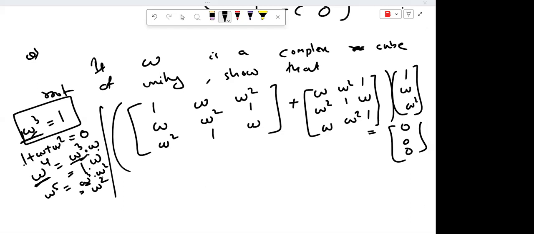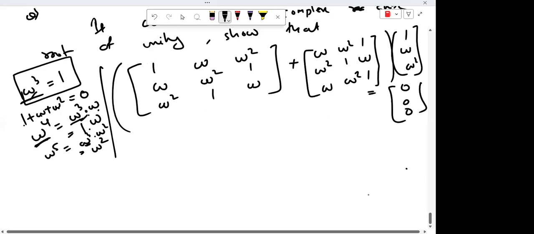No, the value of omega is not -1. Omega is omega only. The value, if you calculate it, becomes a little bit tricky. It is a complex number.